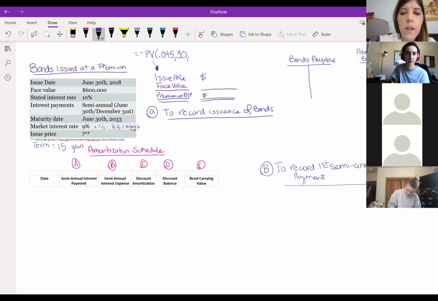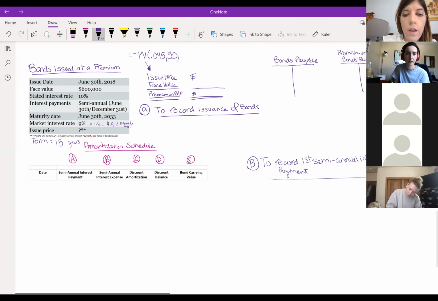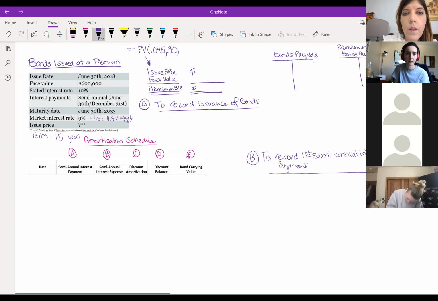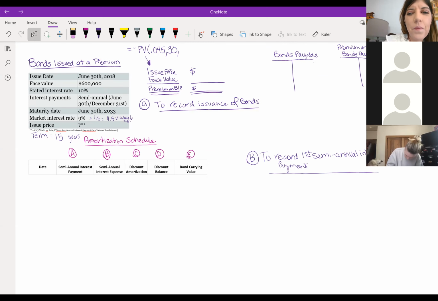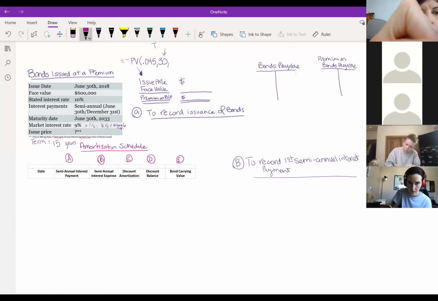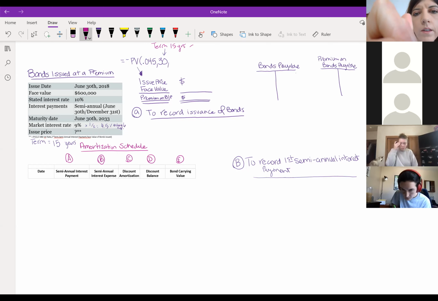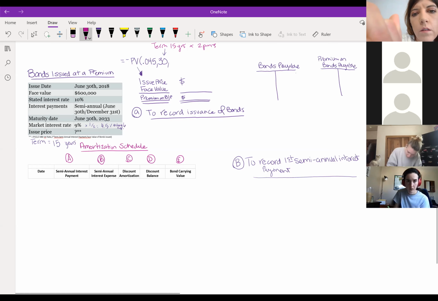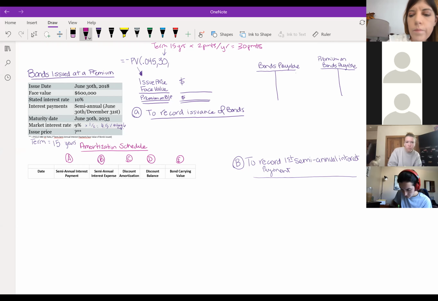Wait, can you explain why it's 30 one more time? You said we have 15 payments? So we have a term of 15 years, yeah. Oh, I see. Okay. So term is 15 years. And because we make 2 payments per year, sorry, there's a little delay. There we go. 30 payments total. Got it.